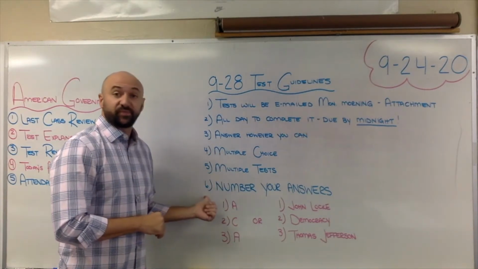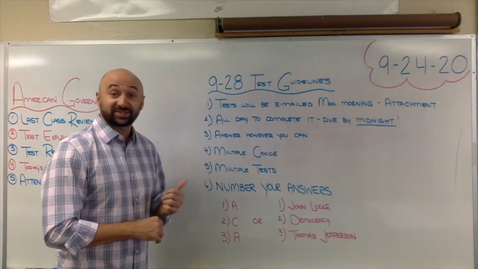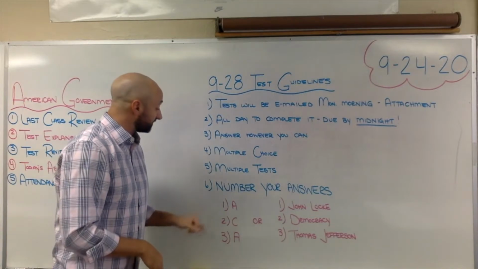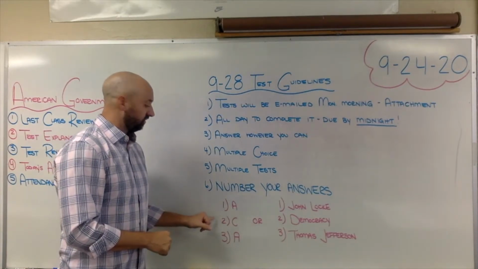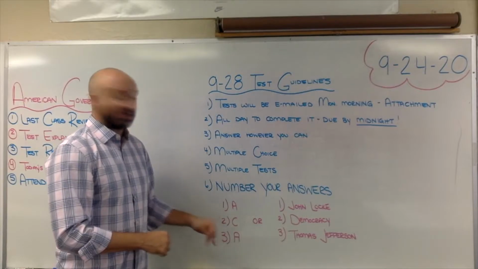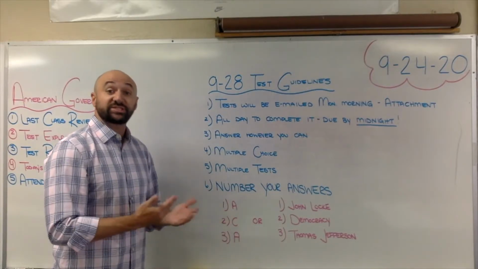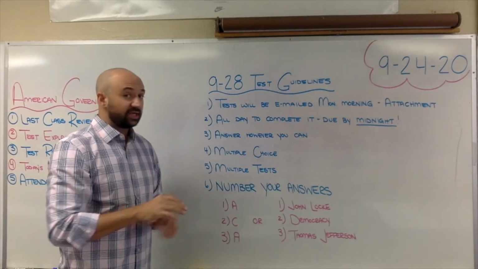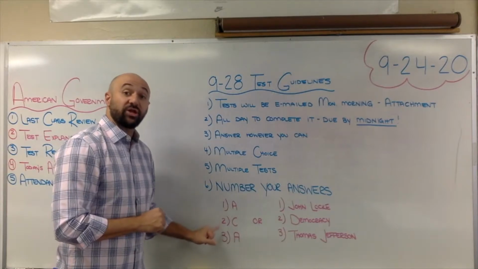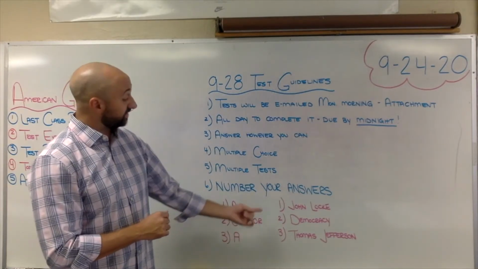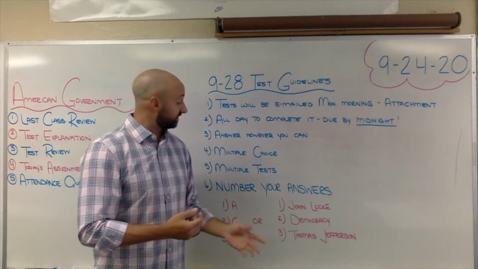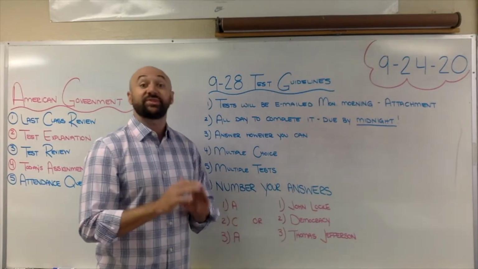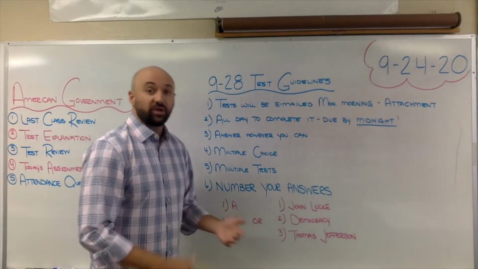Finally, number 6. Number your answers. Do not just throw down answers in any fashion. I gave you 2 examples. 1, A, 2, C, 3, A. You're numbering your answers. If you decide to just answer it however you want to with just A, C, B, D, A, C, B, that's fine, but make sure you put down the number of the question. If you choose to answer it like this with the actual answer, 1, John Locke, 2, democracy, 3, Thomas Jefferson, that's fine as long as you number your answers.